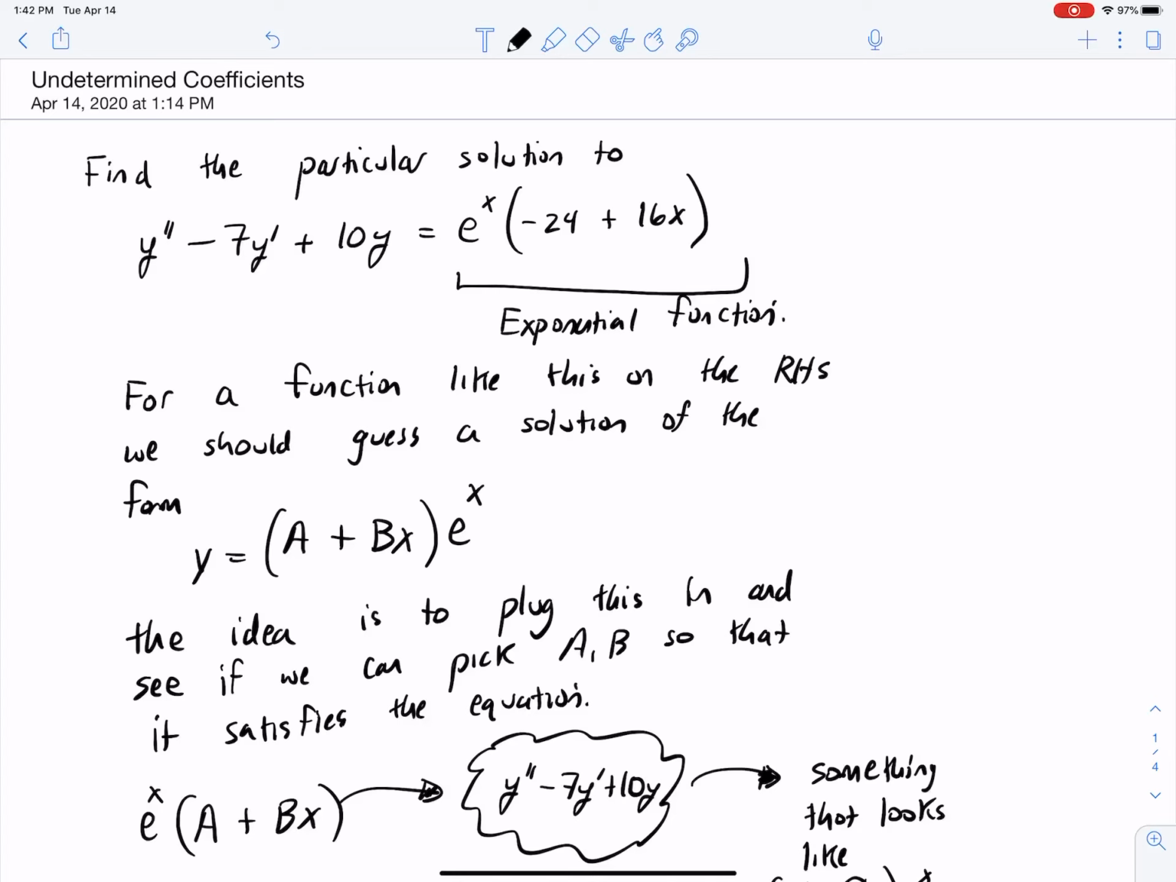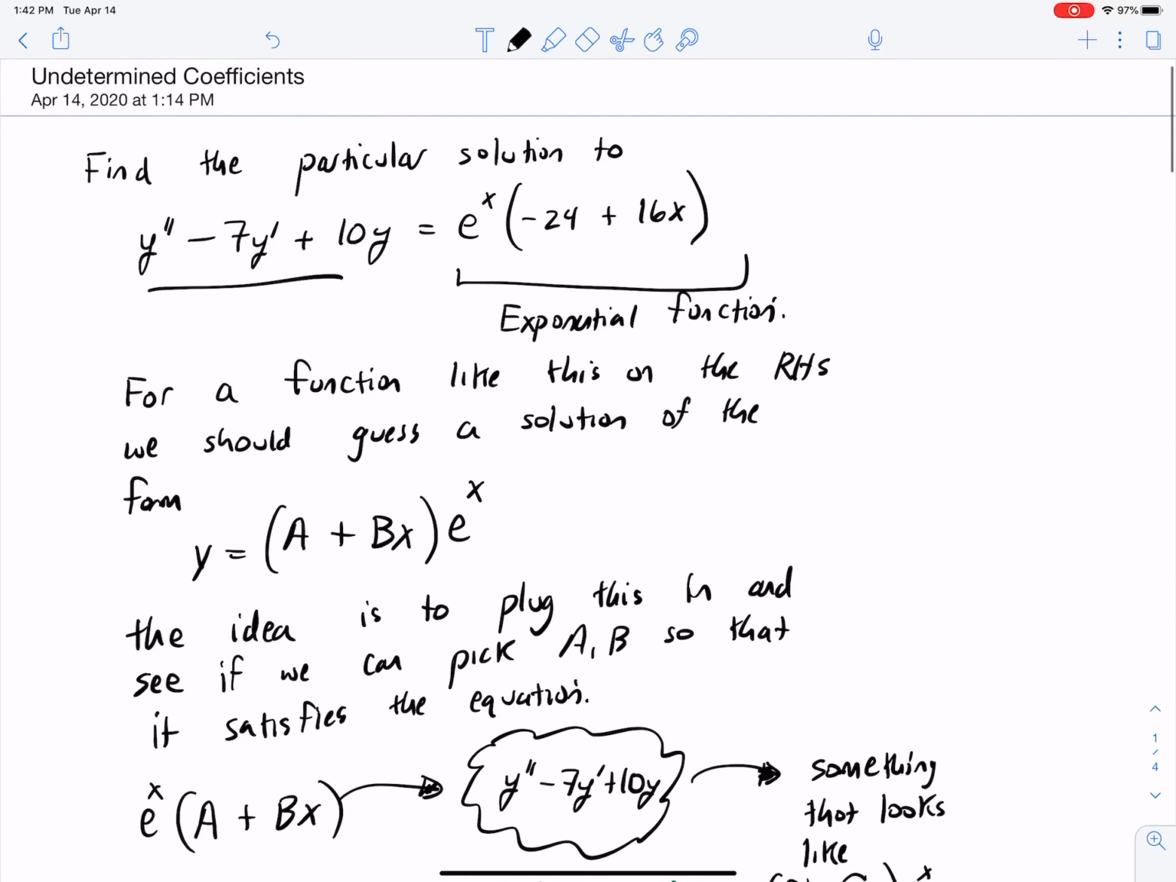Hey, so this video is made to help with the undetermined coefficients homework. I'm just going to do an example that's based on this problem on My Open Math, where we're given a system of this form here, which is our second order system.